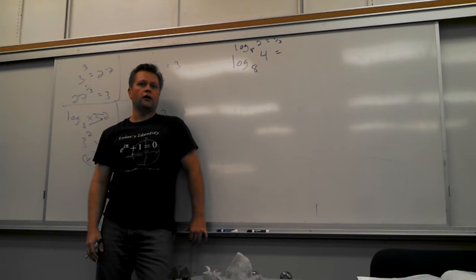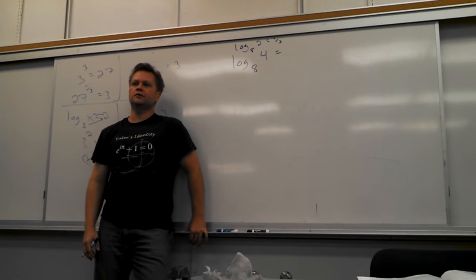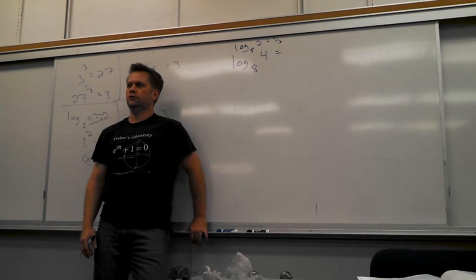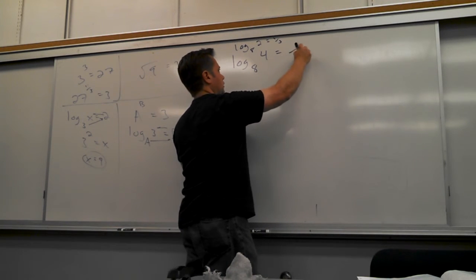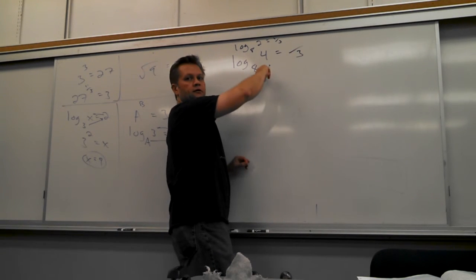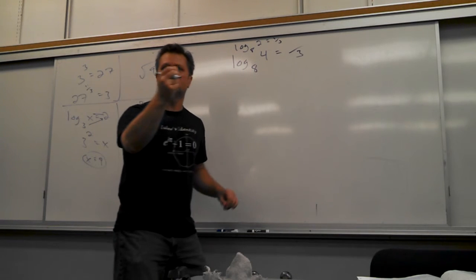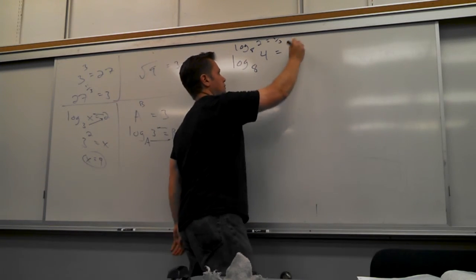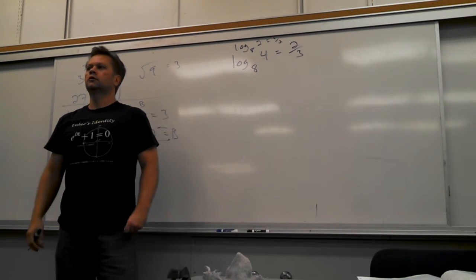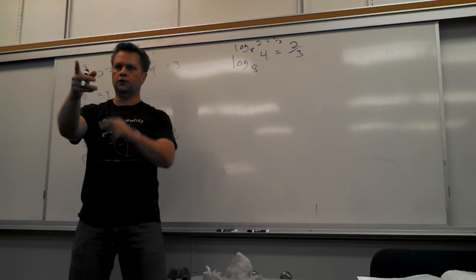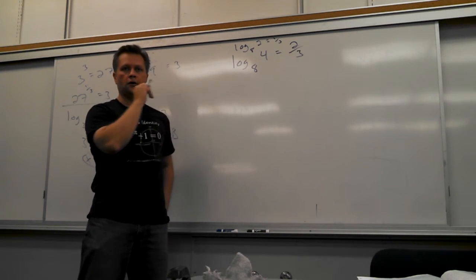Log base 8 of 4, well, 4 is 2 squared, so it should be 2/3. If I cut 8 in thirds, the cube root of 8 is 2, and then I square that to make it 4. Oh, so let me show you a little different way to do that. All right, you should be able to do it that way.